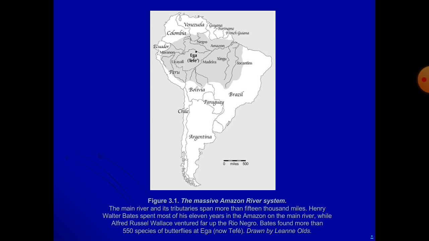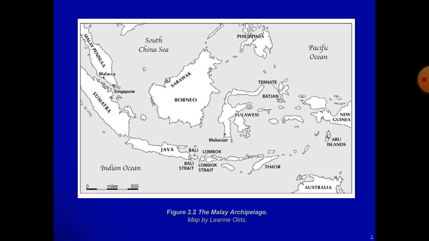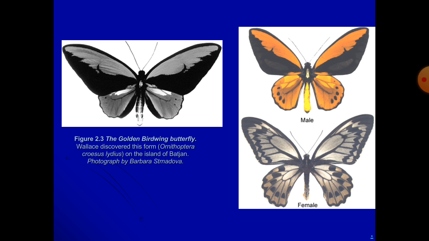Now this is a picture of the massive Amazon river system. Next is the Malay archipelago, in which Alfred Russel Wallace was able to spend years researching different invertebrates, especially butterflies. This is his favorite butterfly, the golden birdwing butterfly.